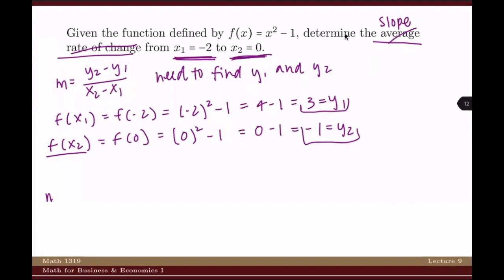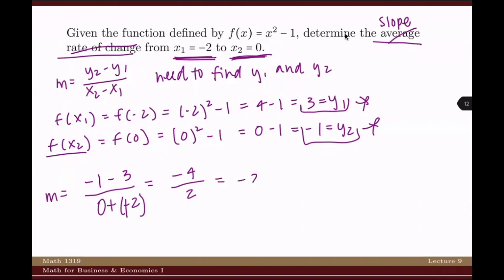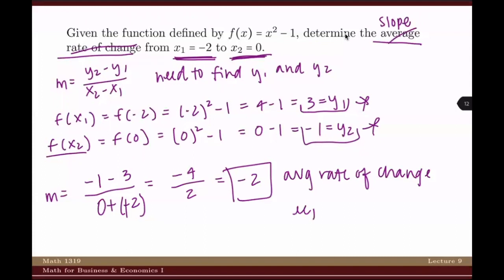So now I have the slope is equal to negative 1 minus 3, using these two values I found for y1 and y2, divided by x2 minus x1, which is 0 minus negative 2. A lot of negatives there. So this is going to equal negative 4 over 2, since a negative minus a negative is a positive. This is going to be negative 2. So this is your average rate of change, i.e. the slope. Okay? All right, let's move on.